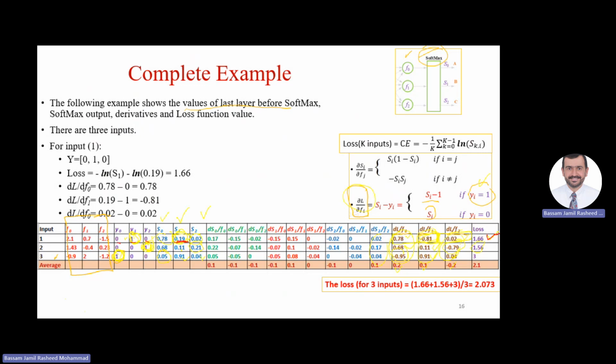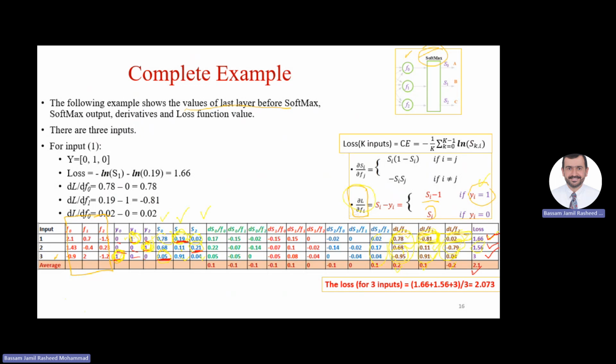How about the second loss? What's the expected output? 0, 0, 1. Then I take the negative ln of this number. How about the third loss? Well, the output is 1, 0, 0. So I take the ln of this first number, of the first S, applying the equation. And then you can always compute the averages based on the three inputs.